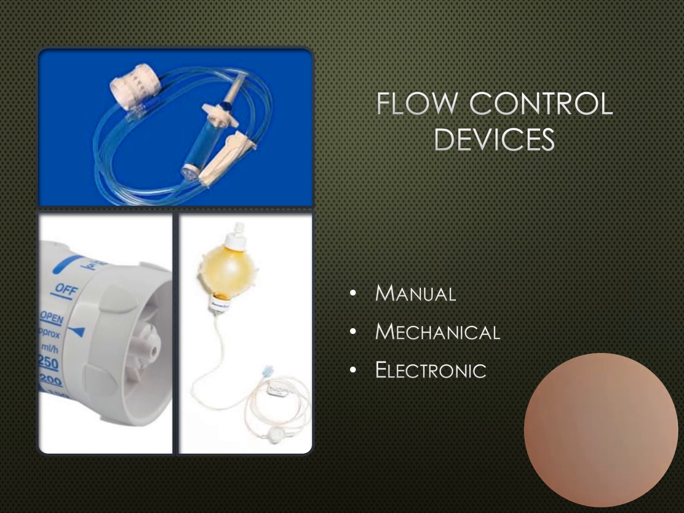So flow control devices might be manual, mechanical, or electronic. Manual will include the slide clamps or roller clamps and flow regulators such as the ones in the slide above in the upper and left pictures. Mechanical might be the elastomeric balloon, which you see a picture of in the right picture. It might be spring-based or a negative pressure pump. Electronic will include infusion pumps and syringe pumps.